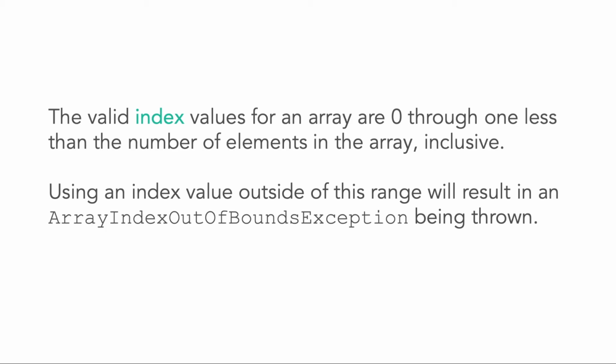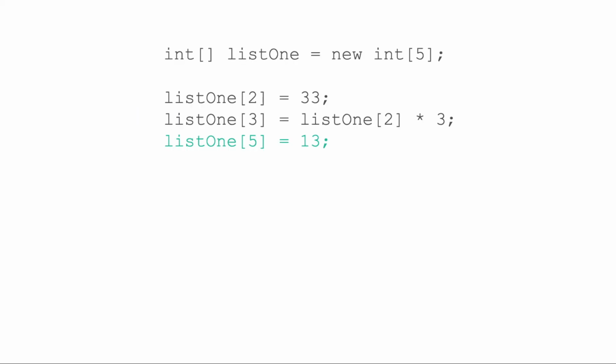The valid index values for an array are 0 through 1 less than the number of elements in the array, inclusive. Using an index value outside of this range will result in an array index out of bounds exception being thrown. If I try to assign a value to index 5 in the array list1, I will get an index out of bounds error as position 5 does not exist in this array.